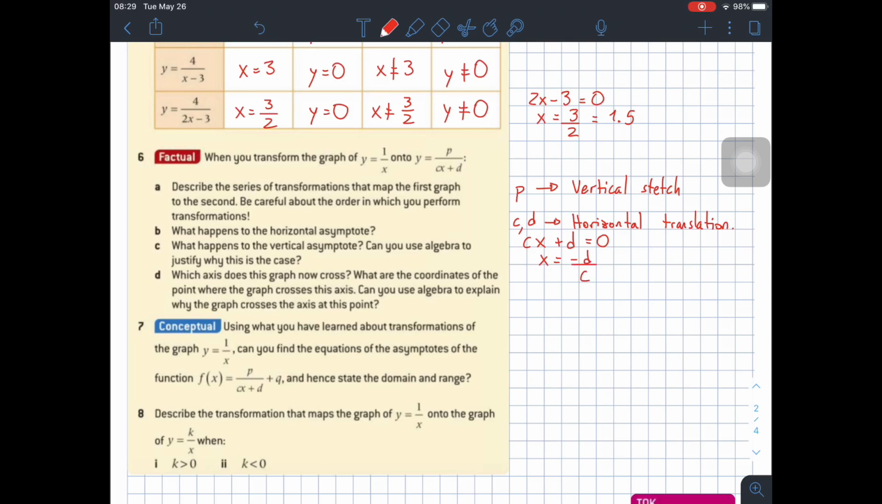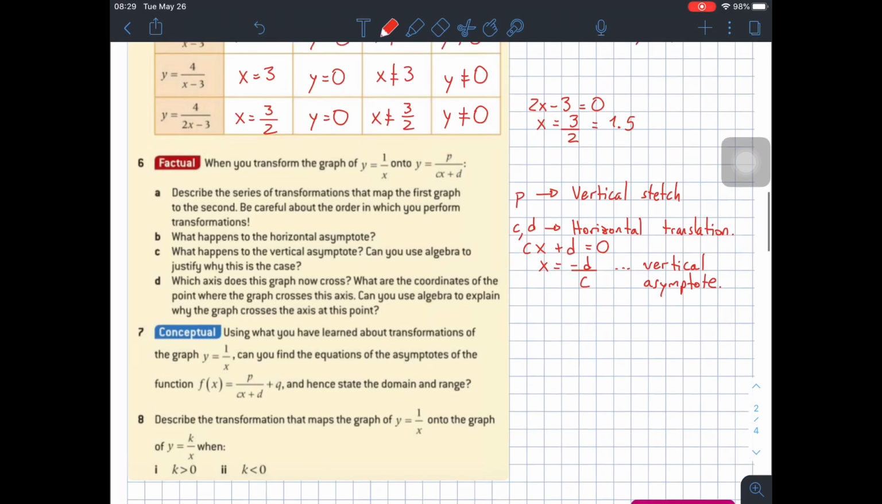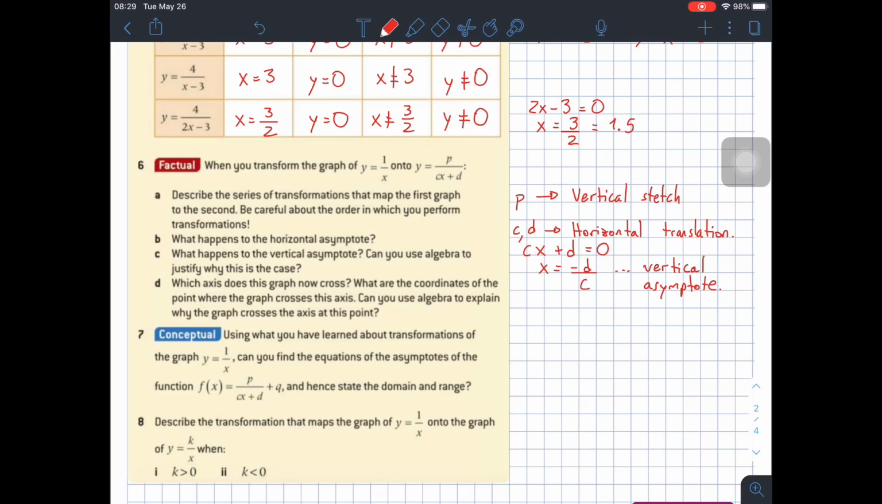And this is the vertical asymptote, right? The equation of the vertical asymptote. So if you want to have a formula to determine the vertical asymptote, just apply this, negative d over c, where c and d are these two letters over here. Okay? So that's part A.